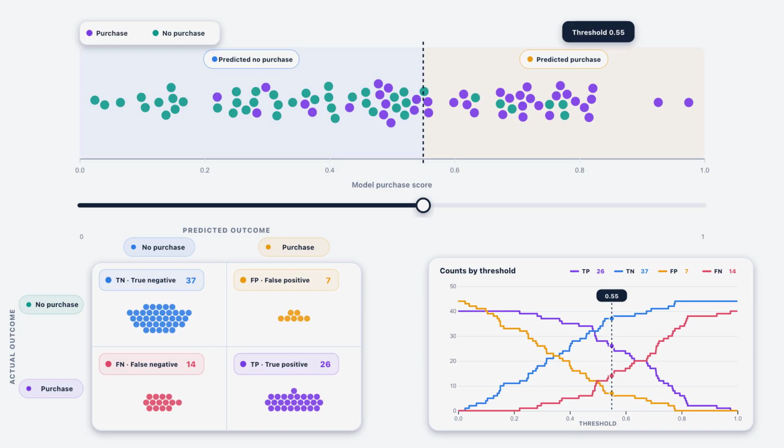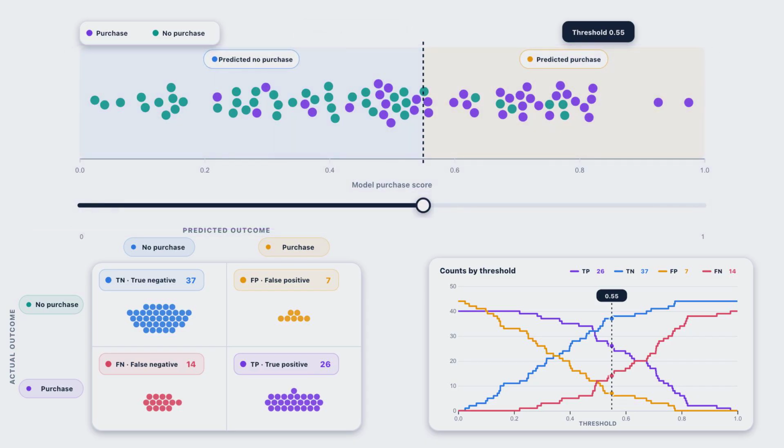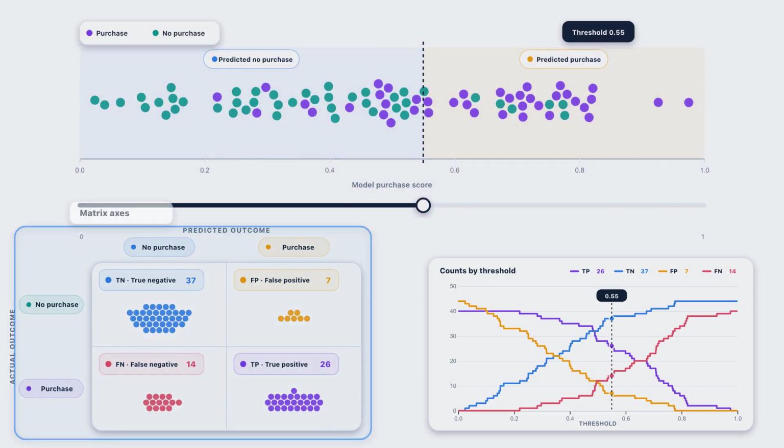Before we wrap up, read the spinal frame like a checklist. At the top, the model is still a ranking machine, each session has a score, and the threshold turns that score into a prediction. The matrix below crosses that prediction with the truth. The names come from 2 questions. Did the prediction match reality? That gives true or false. Did the model predict the positive class? Purchase. That gives positive or negative.